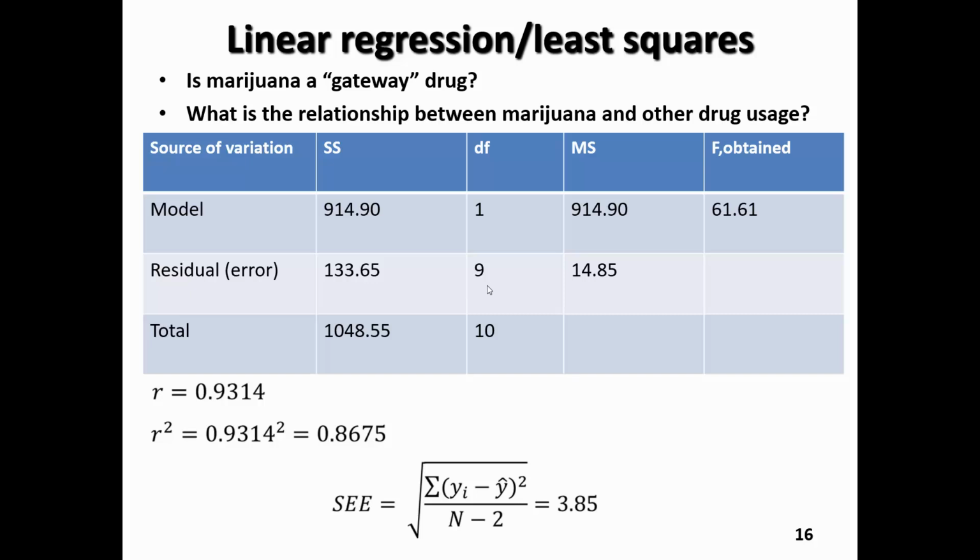We had the A and the B coefficients, and 11 participants in the study, subtract 2, gives us a degree of freedom of 9 for the residual term. The total is simply the sample size. In this case, the sample size was 11, subtract 1.